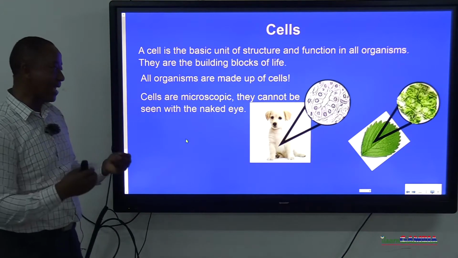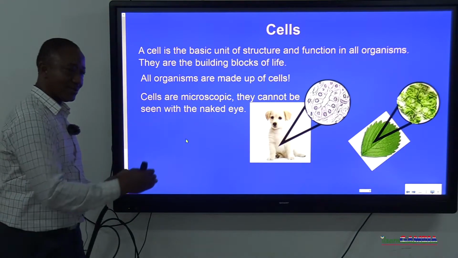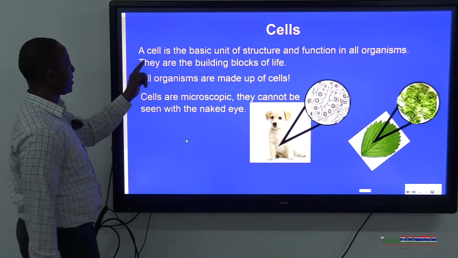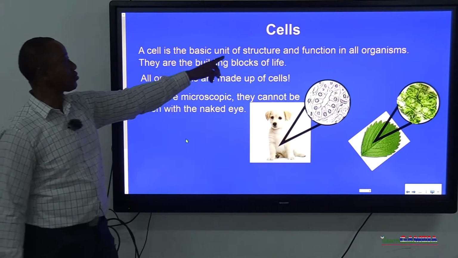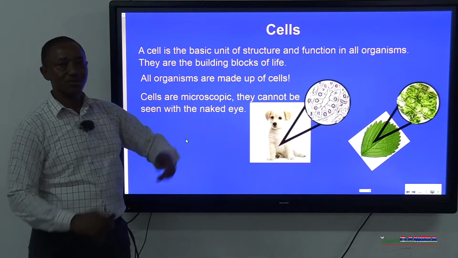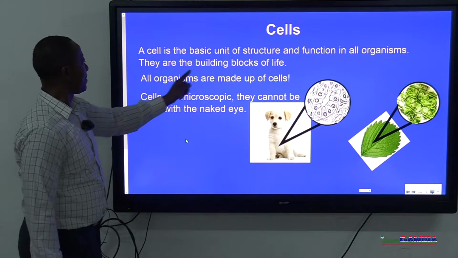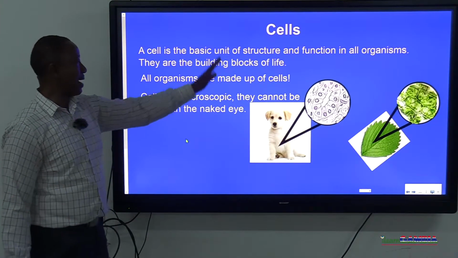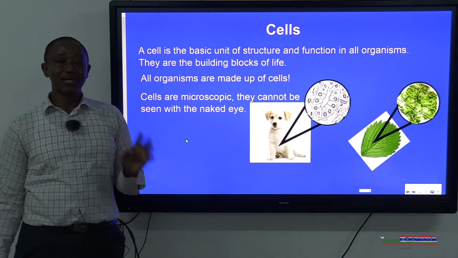They are made up of tiny cells that come together, and through the organization, they're able to form a complex organism. So the cell, once again, is the basic unit of structure and function. Structure, the makeup, function, things that the body or body parts are doing. They are the building blocks of life. I already mentioned that. All organisms are made up of cells. That's a very important statement there.